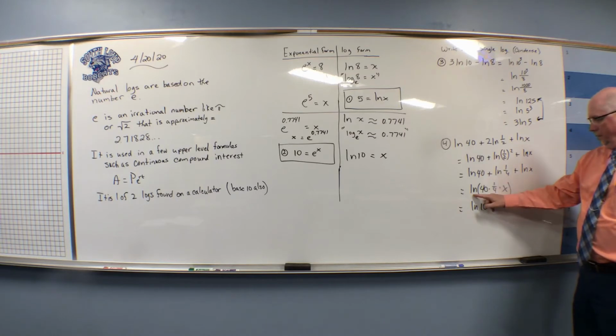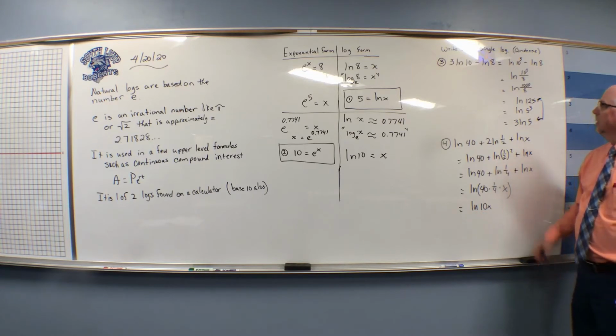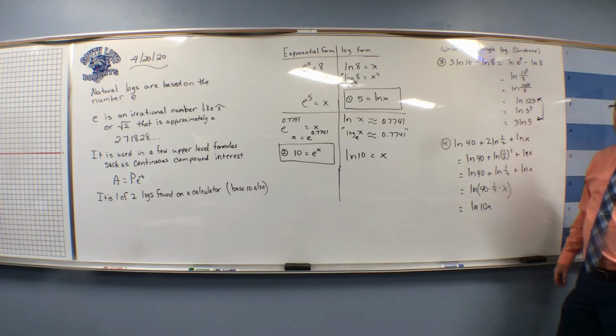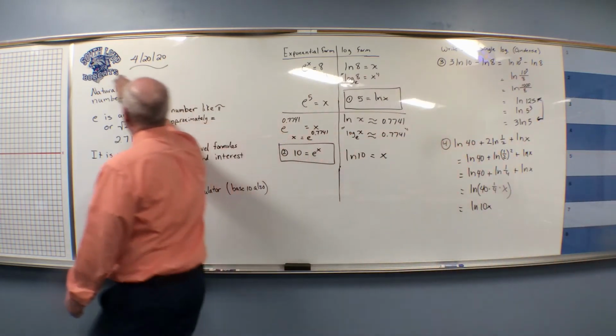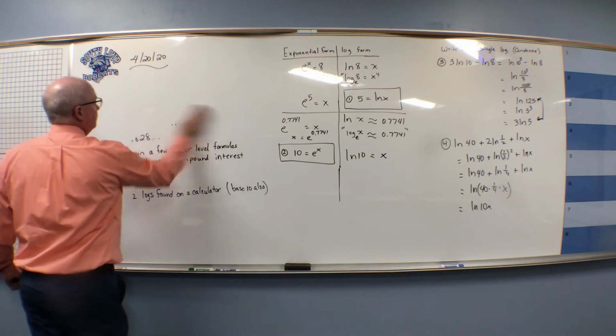That's what, when I put them into a single logarithm, and 40 times 1/4 is 10, so my final answer is the natural log of 10x. This is called condensing. It works just like logarithms, except we're using the base e.